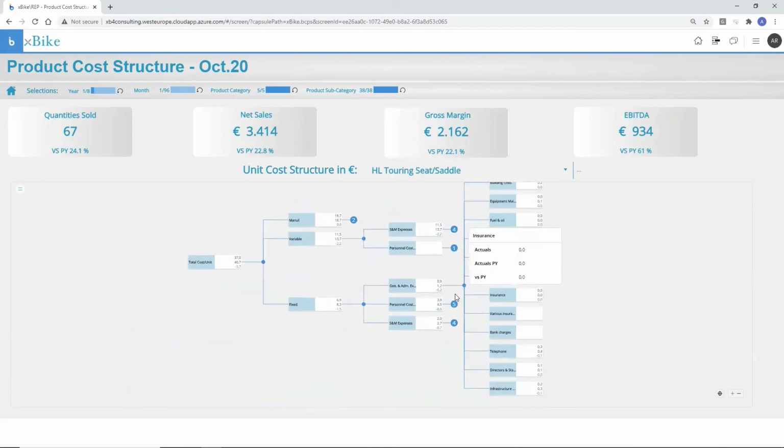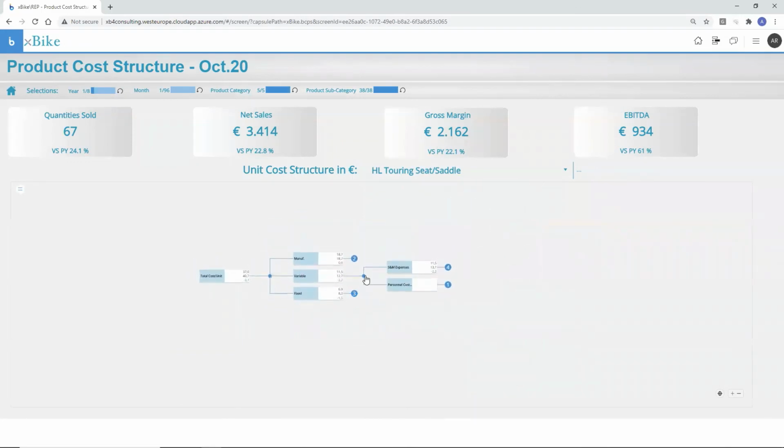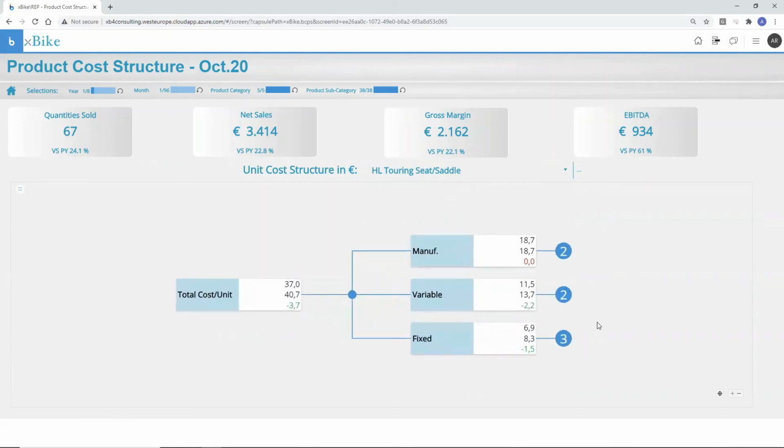So this gives me the full information on the structure of my costs by individual product. And using this kind of analysis, I am really able to identify which components of my costs have increased or decreased, and on which components I need to focus my effort in order to increase the profitability of my company.